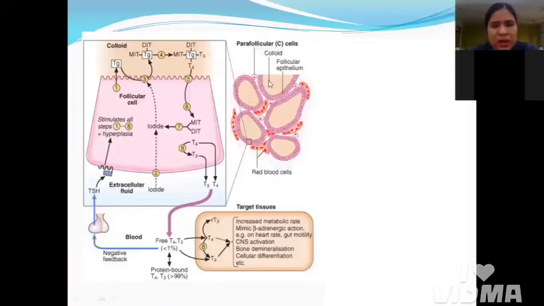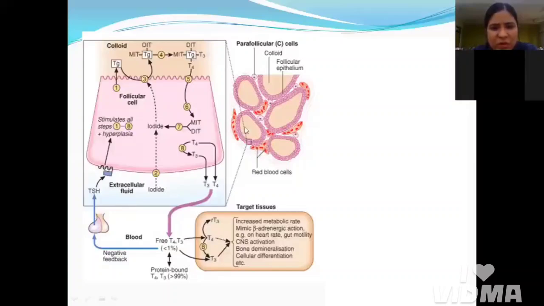Okay, so here you can see this is the structure of the thyroid follicle, the follicular epithelium. The center is the colloid, and in between these are parafollicular cells, C cells or calcitonin secreting cells, and in between are the capillaries containing the red blood cells.